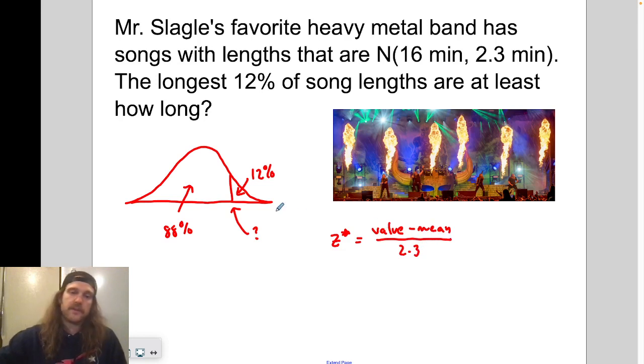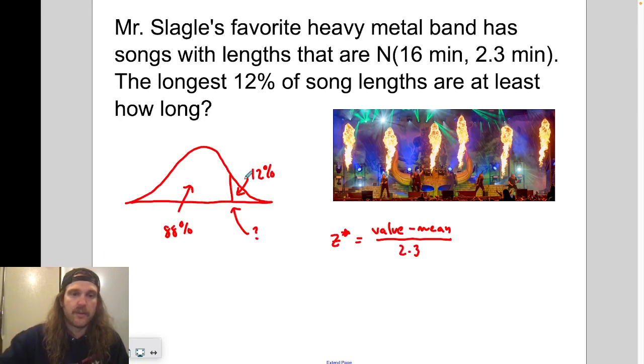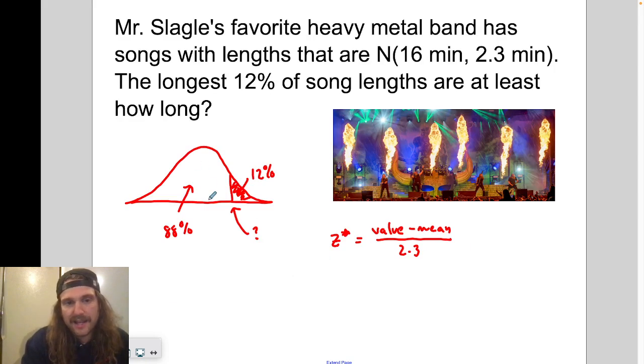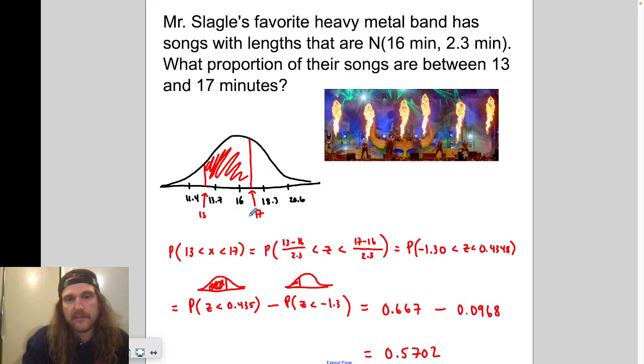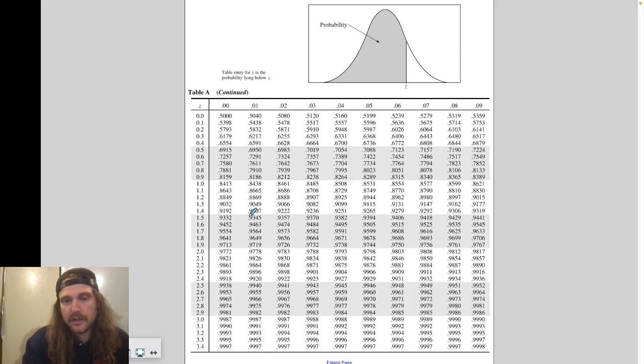So the real question is, if I'm looking at this distribution, let's look at our table and find 88% in our table. This is way two. So you draw the distribution, you label the distribution and you shade the area. We're really looking for this area here for this question. Now we're going to go to the table and find where 88% is to the left, because that's the same boundary as where 12% is to the right. So let's go back to here. 88% to the left.